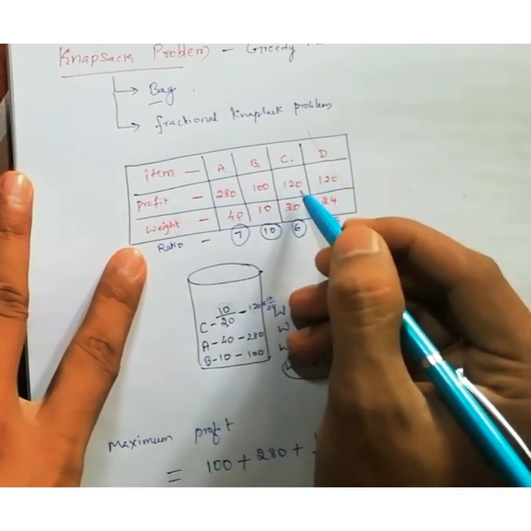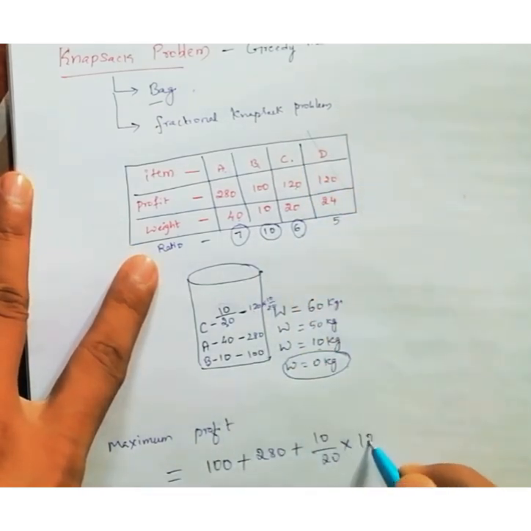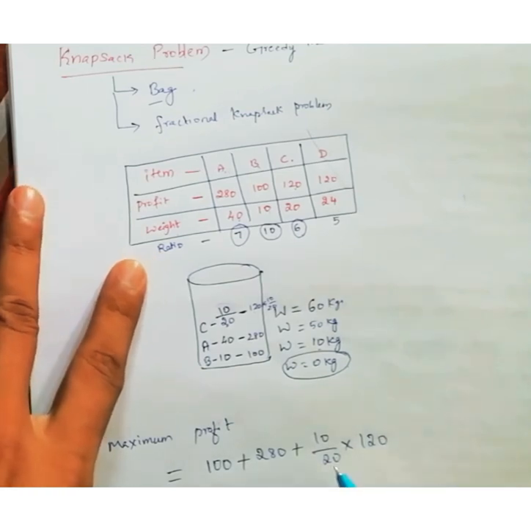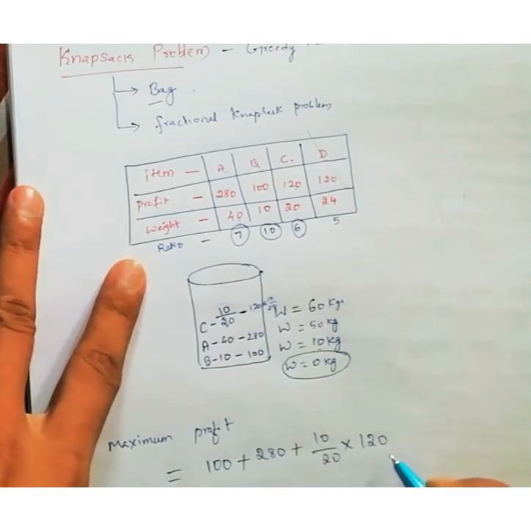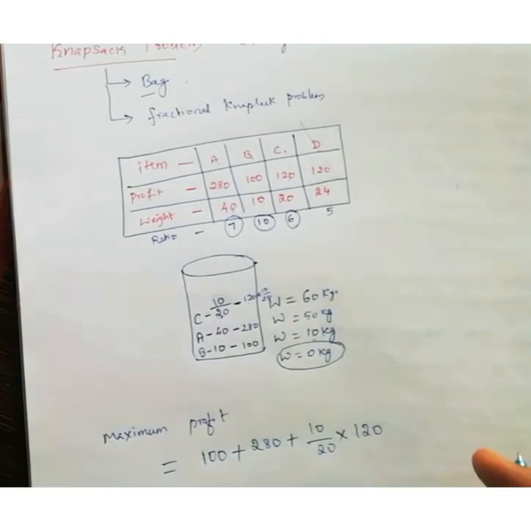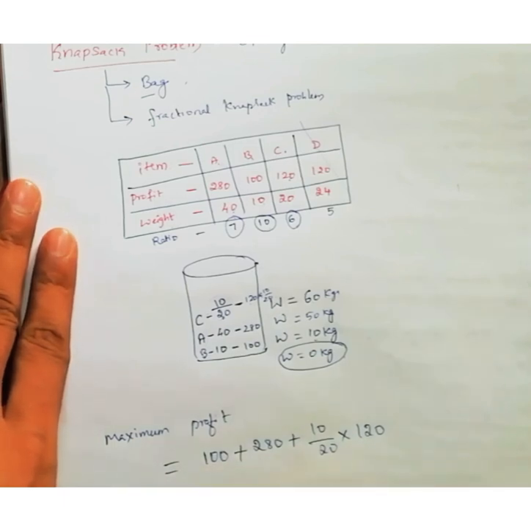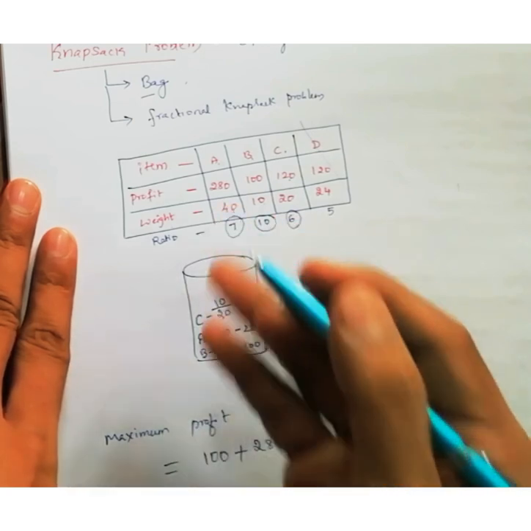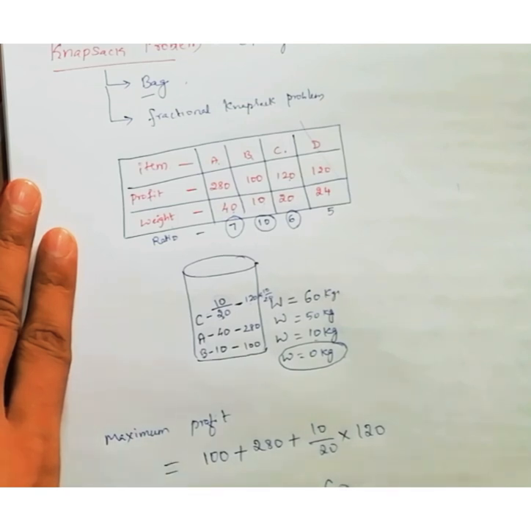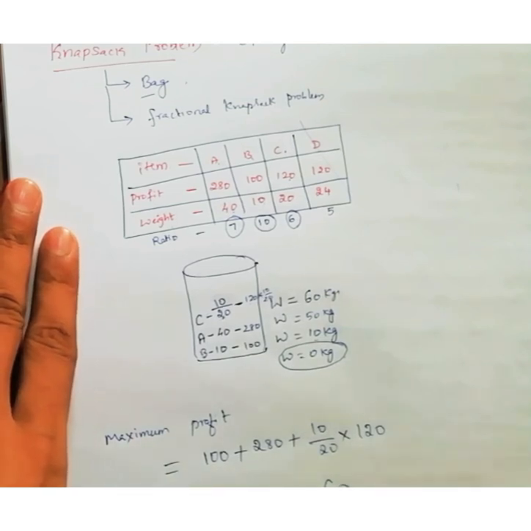For C, the profit is 120, and half of 120 is 60. So 100 plus 280 plus 60. What is the total profit? 440. This is the total profit we get for the above problem using the knapsack method, and this will be your optimal solution.